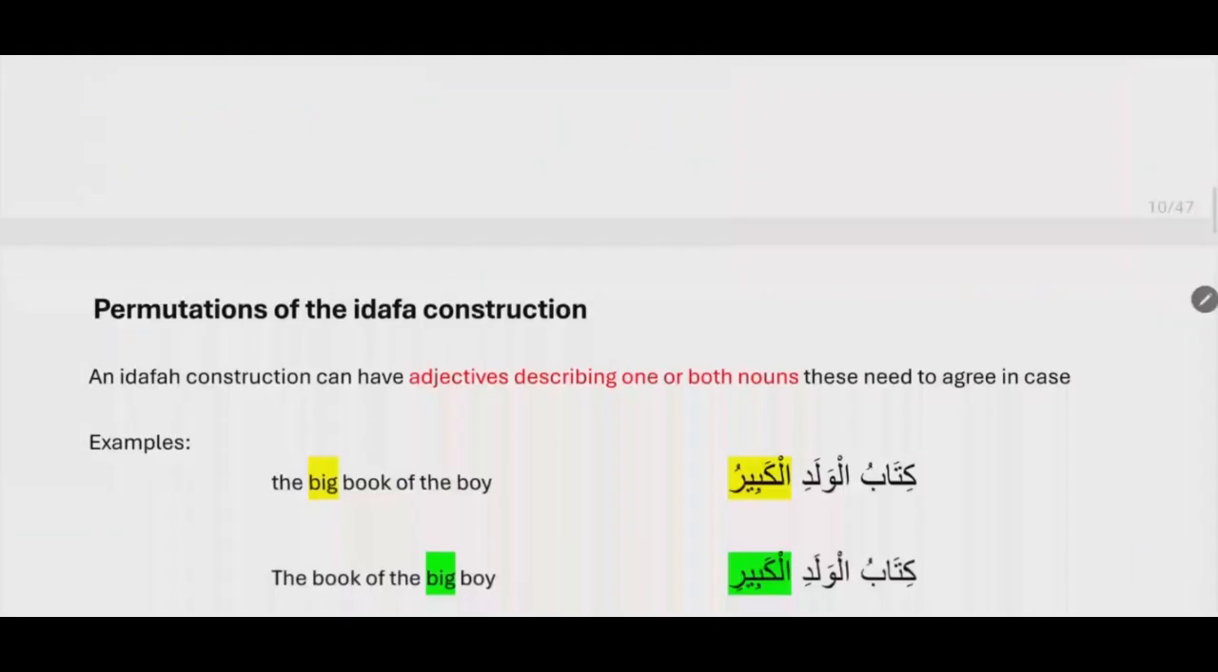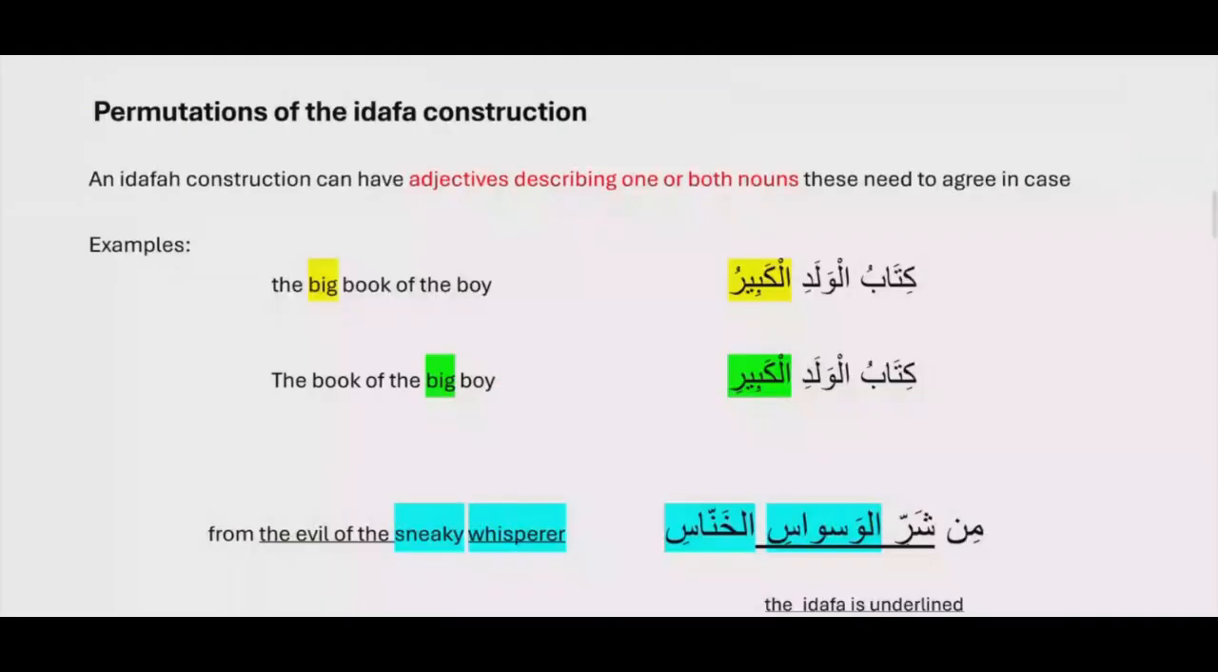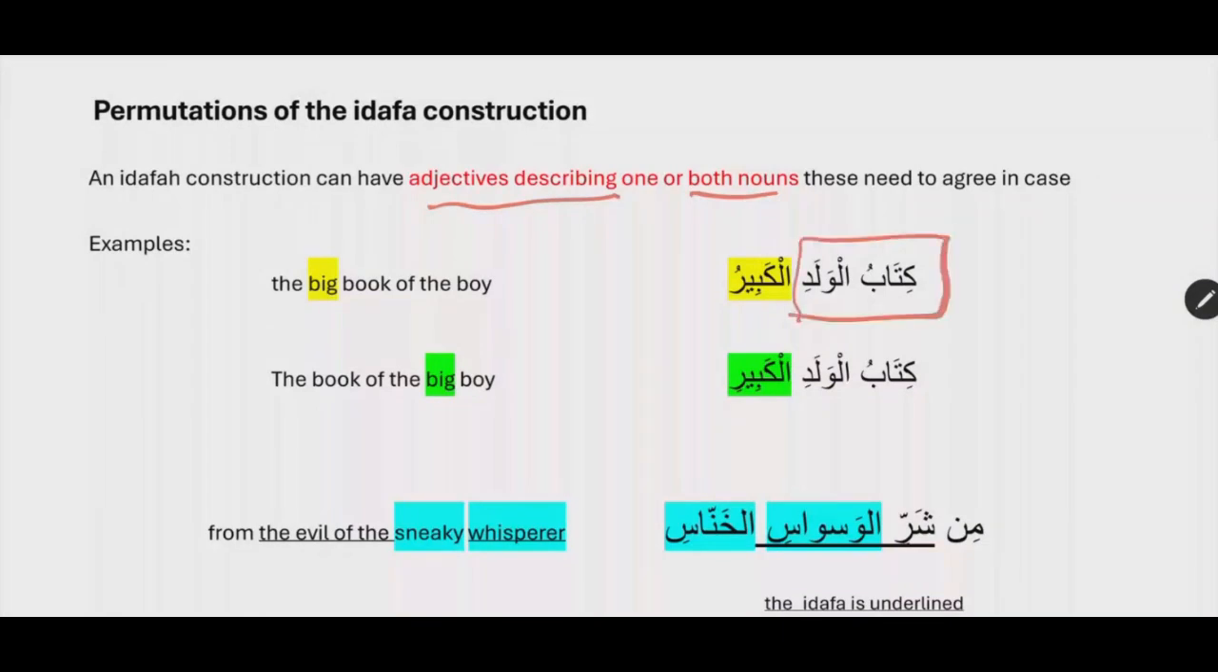All right, then we looked at permutations of the idafa construction. So the idafa can have an adjective describing either one or even both nouns. Now, here's an example of the idafa, kitabul waladi. It's the book of the boy. That's the idafa construction. You notice the word big is describing book in this case. So therefore, you put the word al-kabir here, but you put it in the nominative case here because it's describing kitab.